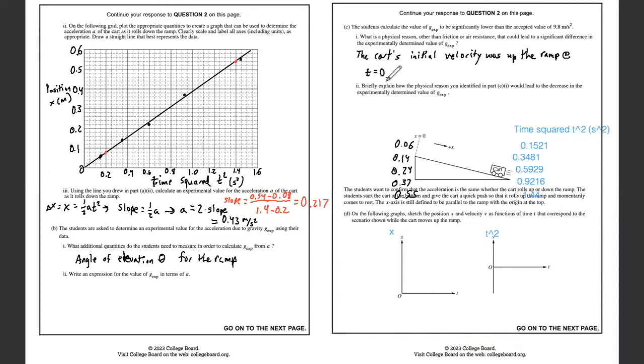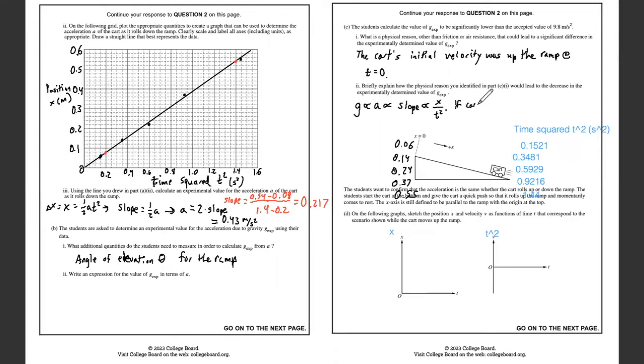The reason why that would lead to a lower acceleration is because we know that acceleration should be proportional to the slope, right? So the experimental value of g should be proportional to the acceleration, which should be proportional to the slope, which is proportional to position over time squared, right?